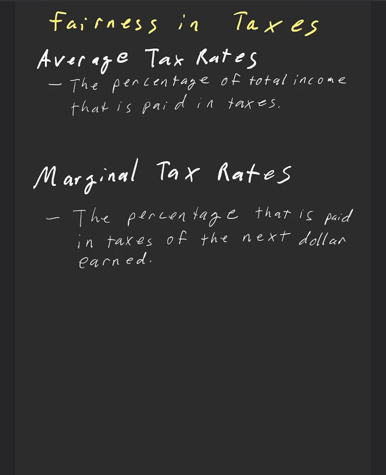As with anything in economics, what is important for decision making is what happens on the margin. And so we want to think about our marginal tax rates. This is the percentage that's paid in taxes on the next dollar earned. So why is that the relevant decision factor? If I'm making $50,000 a year, and I'm trying to decide how many more hours I want to work when I'm offered overtime, well, it's not the average amount that I pay in taxes that's going to matter, right?